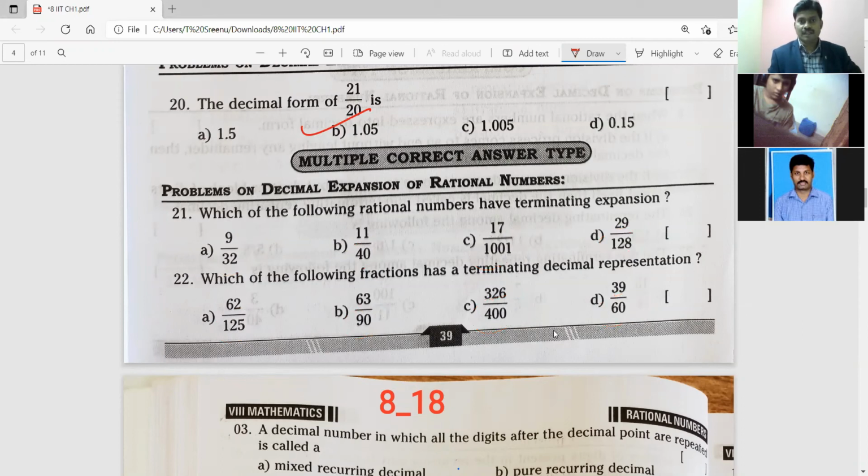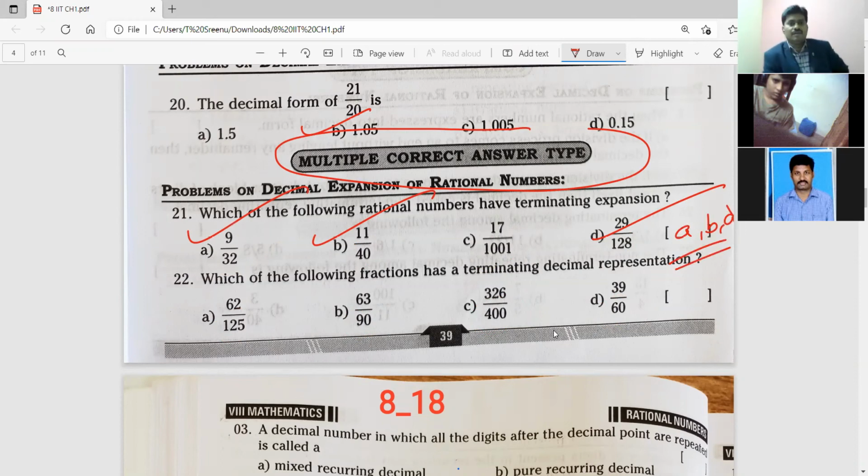This question is called multiple answer type. Multiple answer type means first one, second one, all. A, B, D. Okay? Like that. Generally, we can give a question with 1, 2, 3, 4. Option A, 1, 2, 3. Option B, 1, 2. Like that we can give. Option C, 1, 2, 4. Like that also we can give.